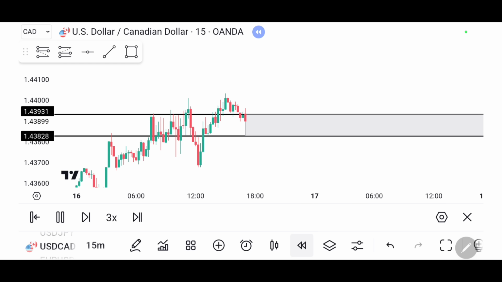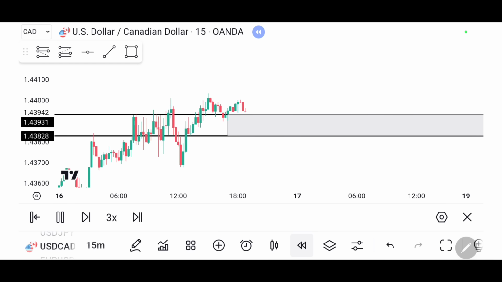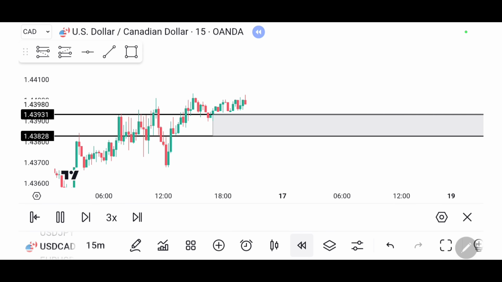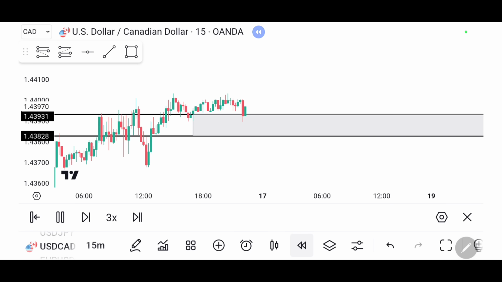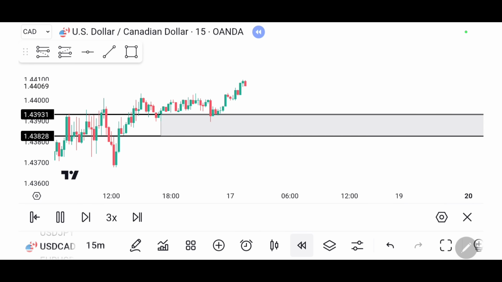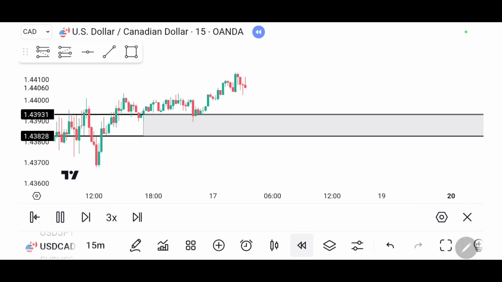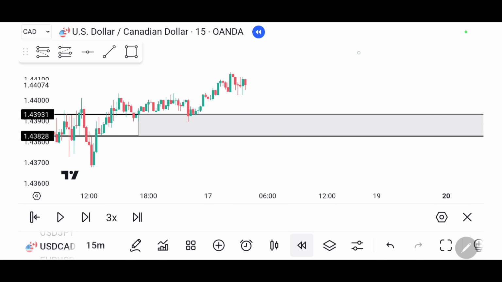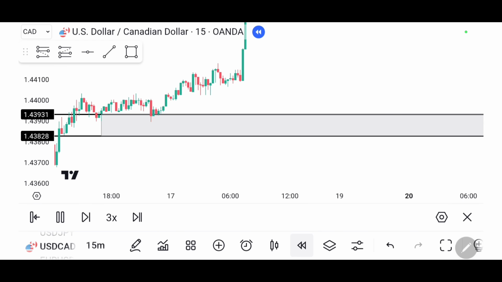Okay, let's play. So the market is going right up to form a zone. So the market has already formed a zone for us. So the market has gone up, is going up rather. So we want to take a trade from this section. We want the market to come down to this point so we can take a buy trade. So let's continue the replay.